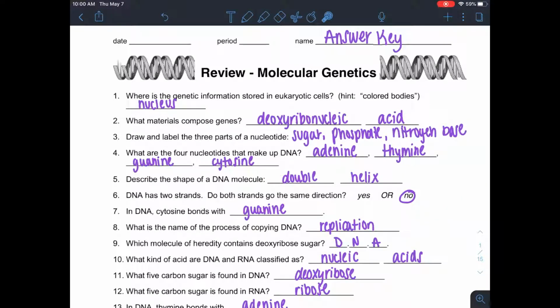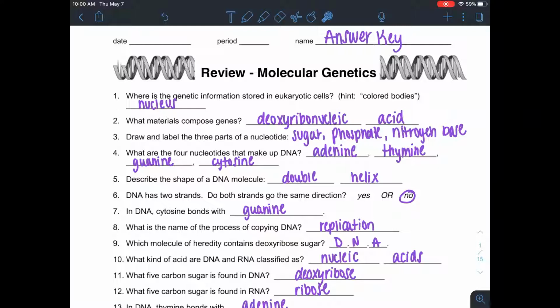For number 7, cytosine binds with guanine. We said chewing gum. That was our memory clue there. Then the process of copying DNA, we call that replication. We call that replication when we are making another copy of DNA. For number 9, what molecule of heredity contains deoxyribose sugar? Shortened, again, DNA. I wanted to highlight that the reason we call it deoxyribonucleic acid is because it is made of a deoxyribose sugar.